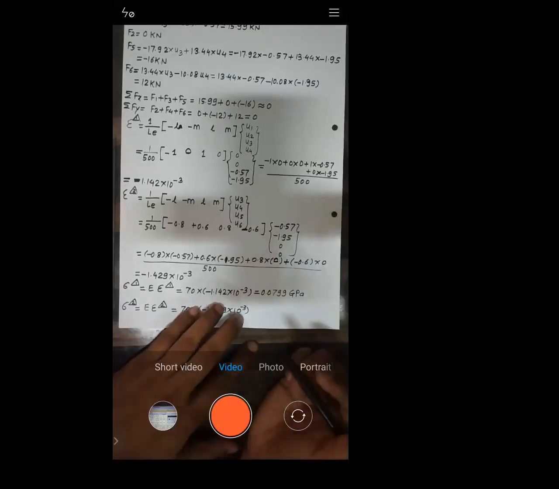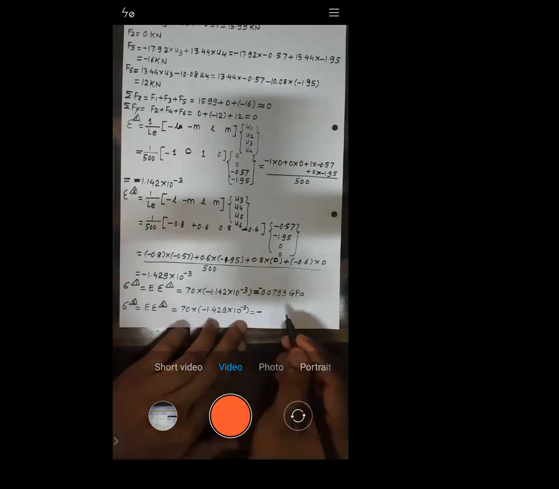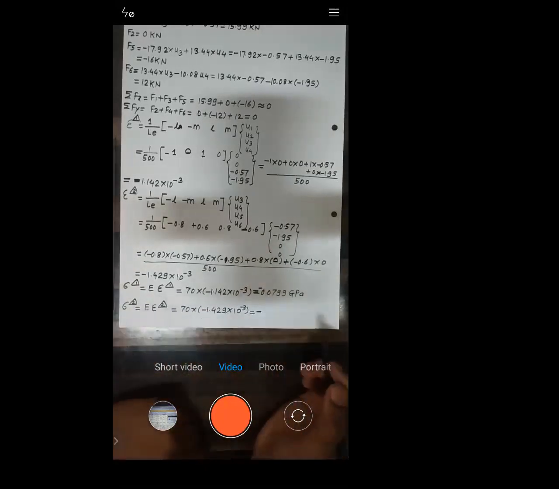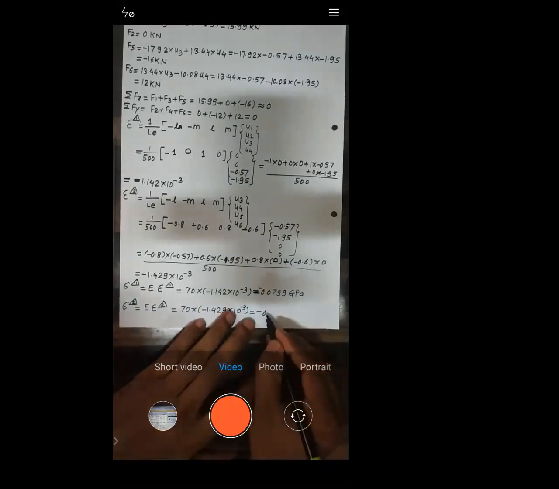Now tell me this value. So it's a minus value now. Why are you not telling me with the sign? Always it's a minus value. You should tell me with the sign, no? Then this value: minus 0.1 minus 0.1 1. gigapascal. Is it okay? Have you understood?